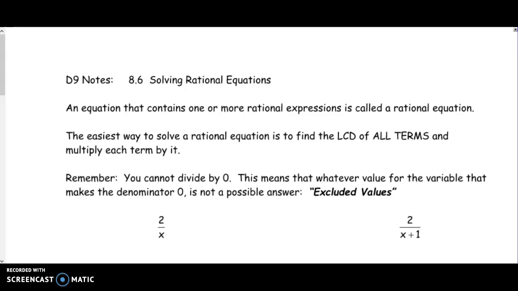Alright, so an equation that contains one or more rational expressions is called a rational equation. One way of solving it is to find the lowest common denominator of all terms and multiply each term by it. In doing so, this will eliminate all fractions.